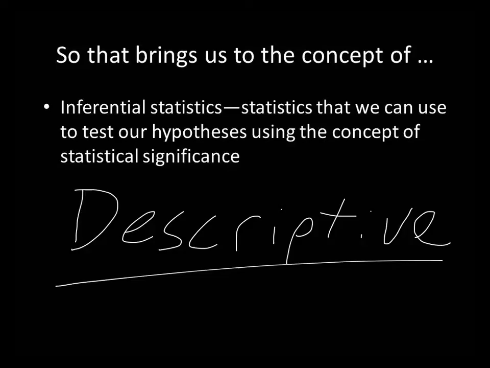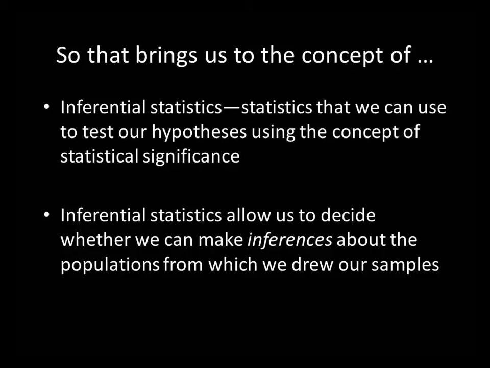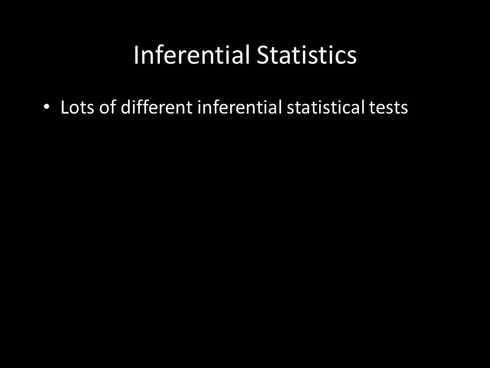Inferential statistics allow us to claim or suggest with a certain level of confidence that what's happening in our sample does indeed reflect what's happening in the population that it's supposed to represent. As such, inferential statistics allow us to decide whether we can make inferences about the populations from which we drew our samples.